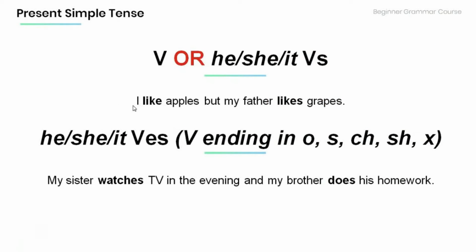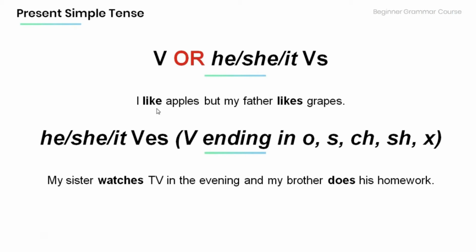Now, when we use the first person, the verb does not change. But when we use the third person, he, she, or it, we add s to the verb. Have a look at the example below. I like apples, but my father likes grapes. Father is in the third person, so we add s to the verb like. And over here, I is in the first person, so we do not change the verb like.